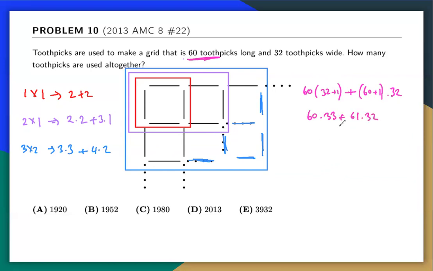You can just multiply, or split 33 as 32 plus 1 and do it that way. Either way, you will get the answer 3932, which is choice B. I hope that was clear.